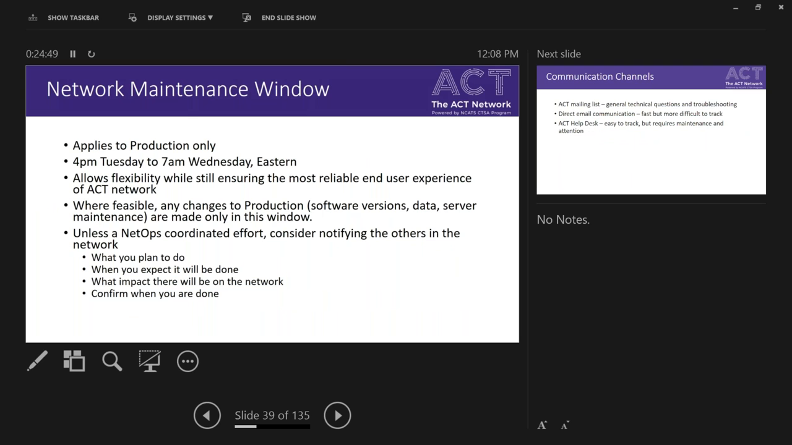Doug mentioned we have a network maintenance window that we're trying to adhere to. Because we're now starting to have end users, we're trying to keep the production network at a good place for them. 4 p.m. Tuesday Eastern to 7 a.m. Wednesday is the window, and we're asking people to try to confine any churn in the network to that time. There may be times when Elena will ask you to do something outside of that, or something might go beyond that window. That's fine, but we're just trying to keep things as contained as possible so we can communicate to end users.